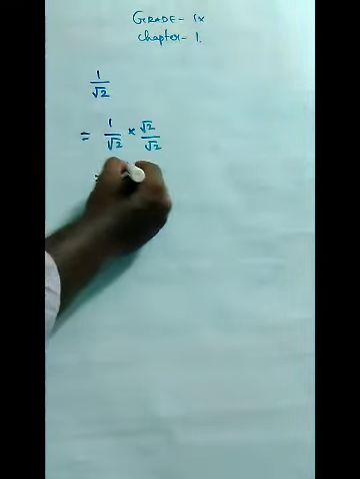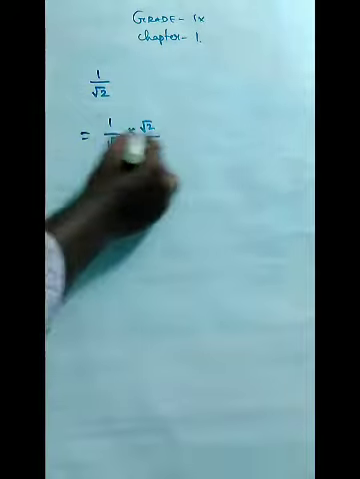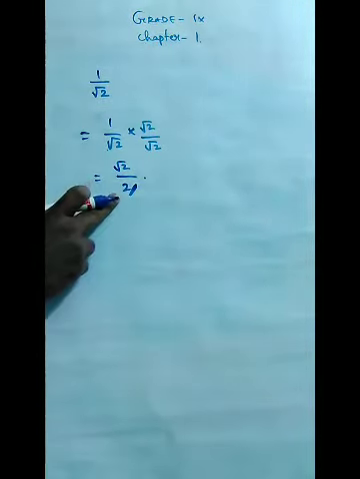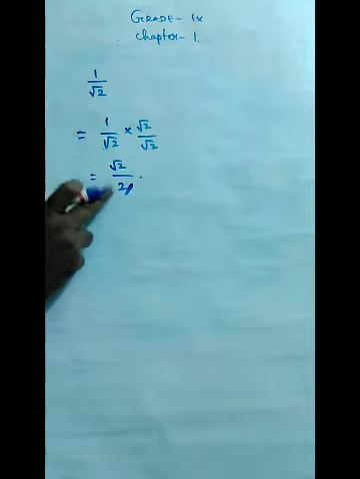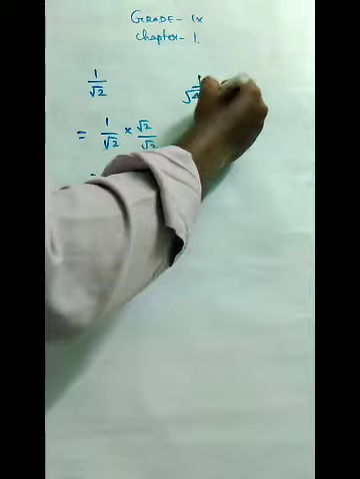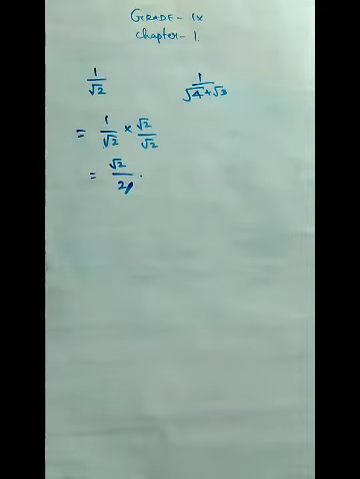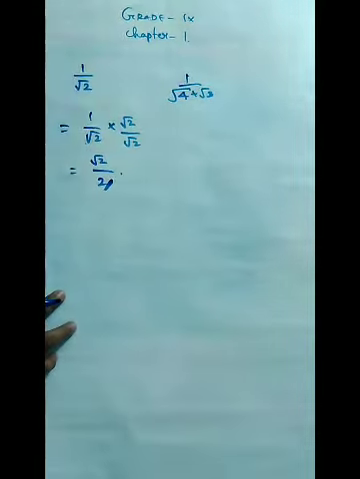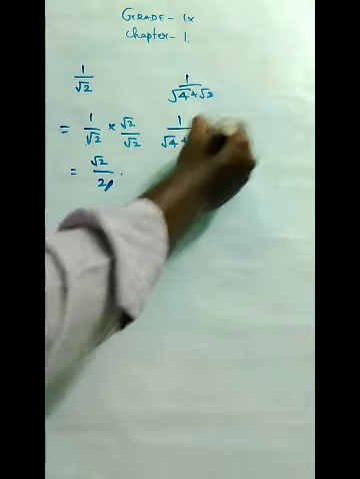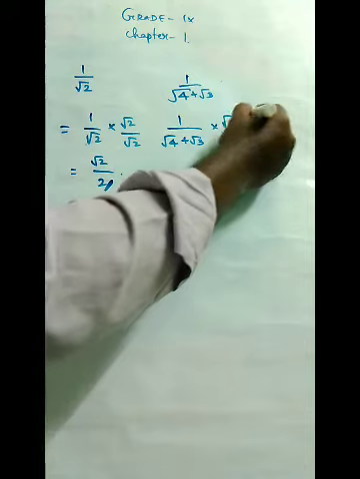So 1 into root 2 we will get, root 2 into root 2, the root gets cancelled, we will get 2 as the answer. Now the denominator has been rationalized. Only the denominator we have to check. Suppose you are having something like this, if you are having two terms in the denominator, then we have to multiply it by the conjugate. Here the conjugate is the opposite sign of that number.